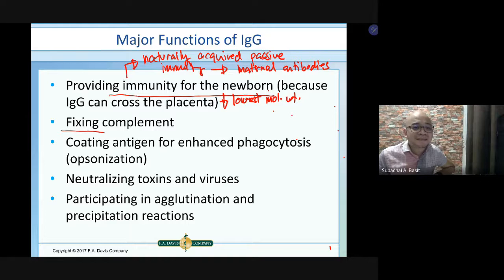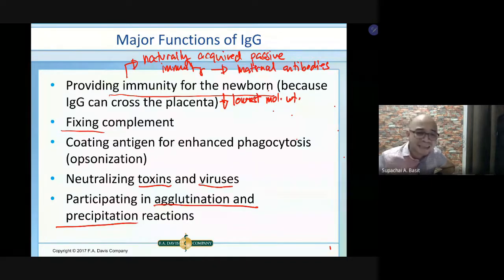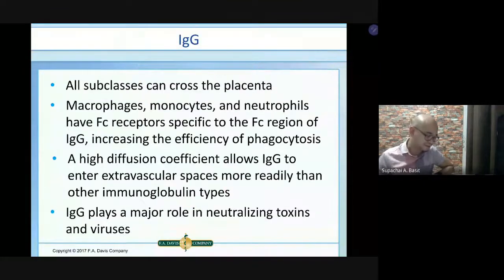It can coat antigens for enhanced phagocytosis, so that is known as opsonization. IgG can neutralize toxins and viruses, so prayerfully at the end of your booster dose, you'll have now more IgG. And if you have more IgG, then it can neutralize now viruses. So serologically, it can also participate in agglutination and precipitation reactions, but it is not as efficient as IgM. Kasi IgM is hyper multivalent.